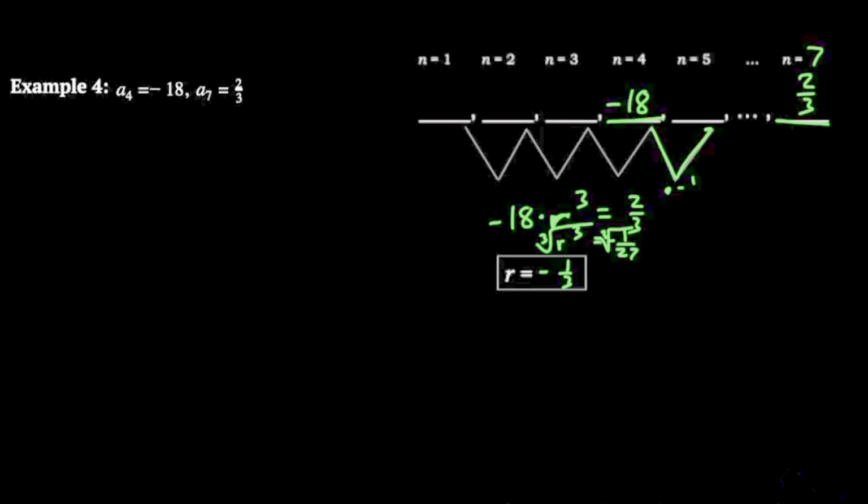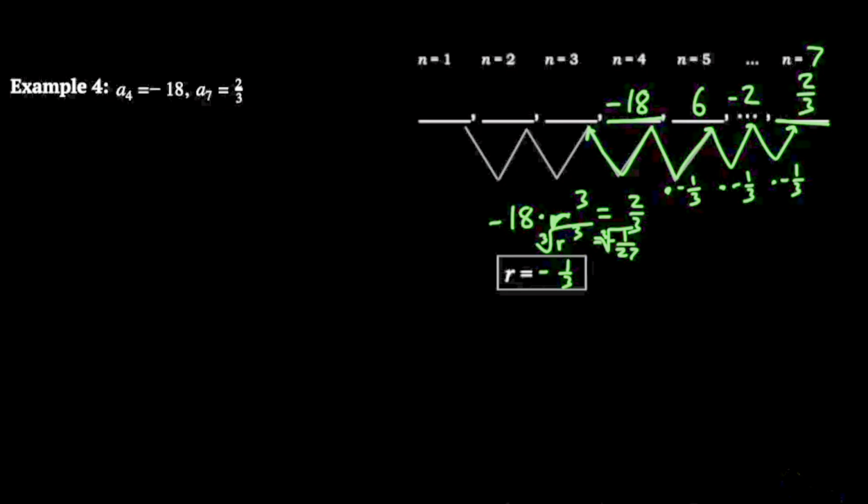If I take negative 18 and multiply that by negative 1/3, that would give me positive 6. If I multiply that by negative 1/3, that would give me negative 2. And then if I multiply that by negative 1/3, that would give me positive 2/3. Yeah, so that worked out.